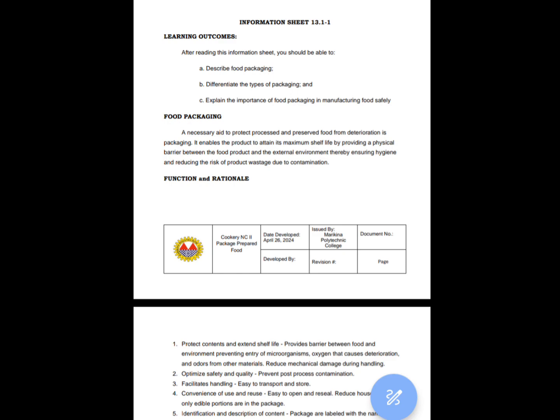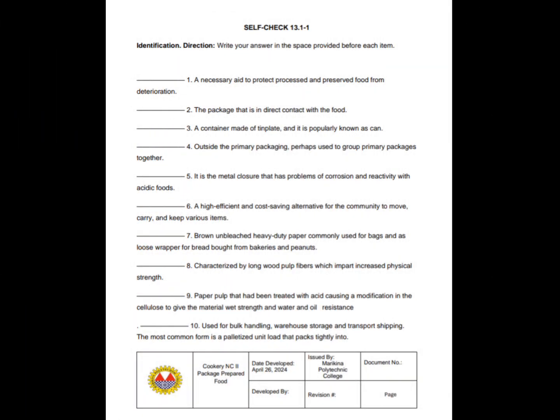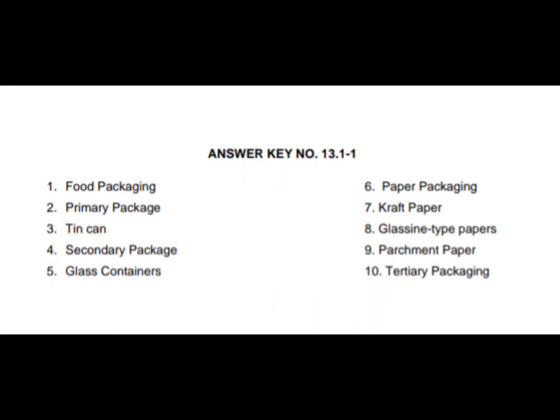This info sheet needs to be studied by the trainee for them to answer the self-check. After that, we have the self-check to check if the trainees really understand the lesson. If they didn't get the passing grade, they can study the info sheet again and answer the self-check. And after that is the answer key, where all the right answers are indicated.